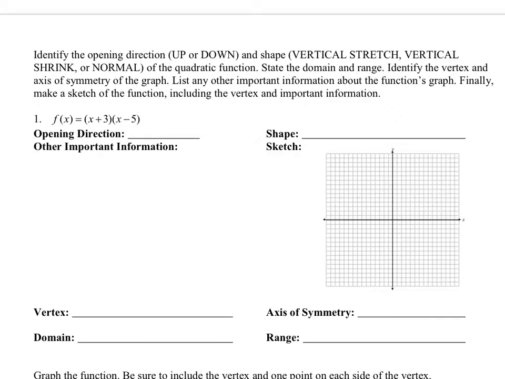Hi everyone. Here's another example of graphing a quadratic function in intercept form, if you need it. First thing I should notice is that there's no number in front of the two factors, and that means that the a value is positive 1. So I know my parabola is going to open upward, and I also know that the shape is normal. There's not going to be any vertical stretch or compression for this.